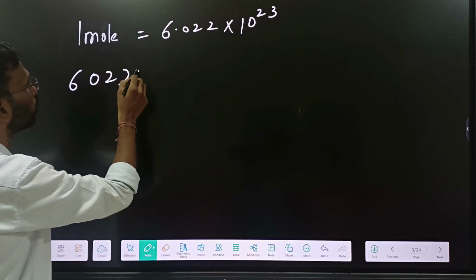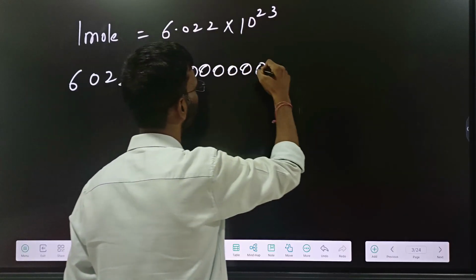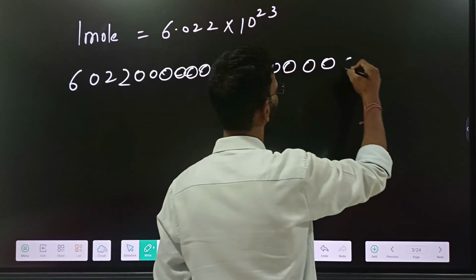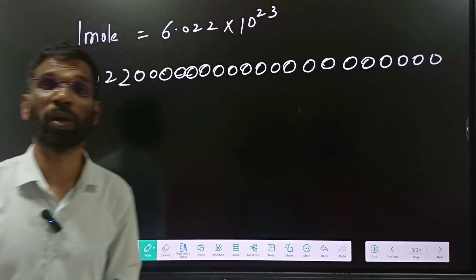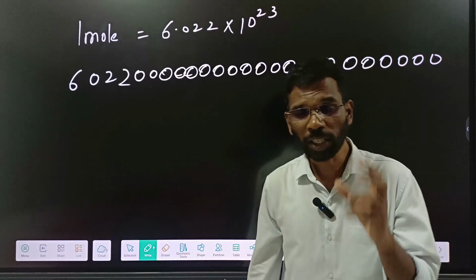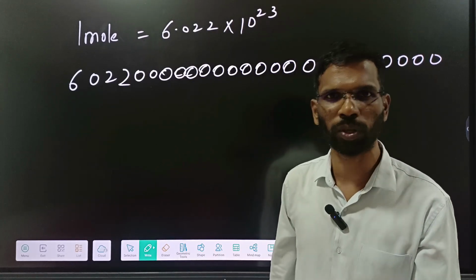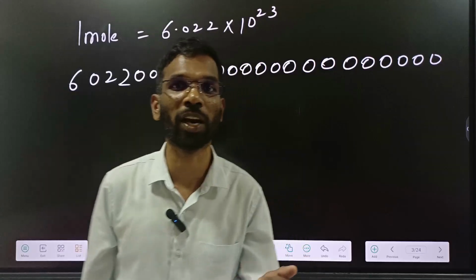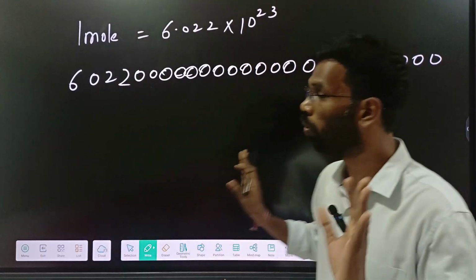1, 2, 3, 4, 5, and so on up to 22, 23. The number is so big. Why are we dealing with such a big number? It is because when it comes to counting atoms or molecules, a small quantity of a substance will have a large number of atoms. That is the whole point.